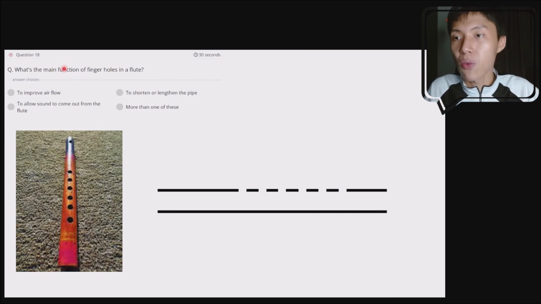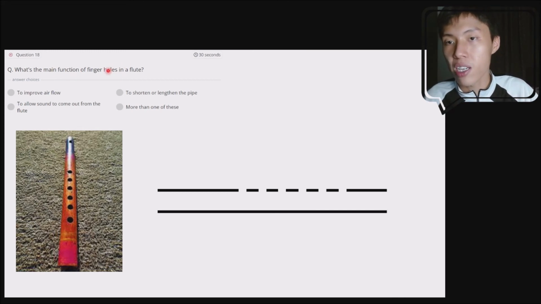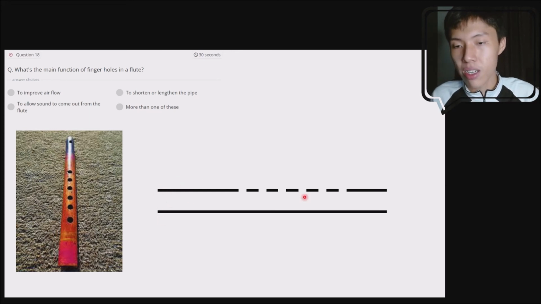So the next question says, what's the main function of the finger holes in the flute? Okay, so a flute looks something like this. You should have a mouthpiece, a mouth opening over here for you to blow on. Then it's a pipe that is open at both ends. So there are various holes over here which we will call finger holes. So what is the function of the finger hole?